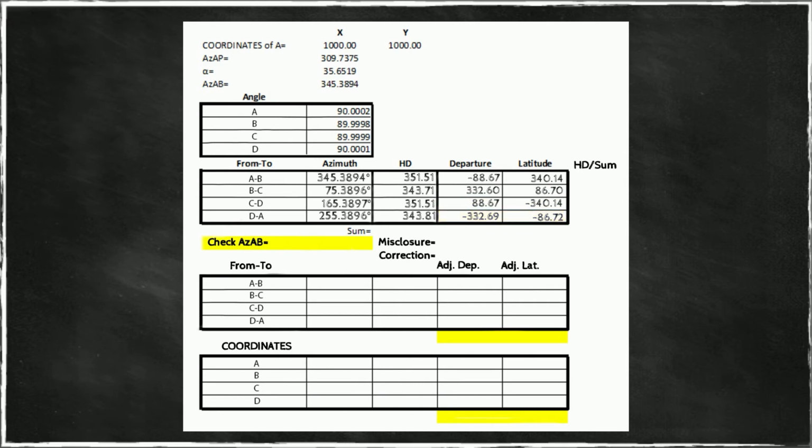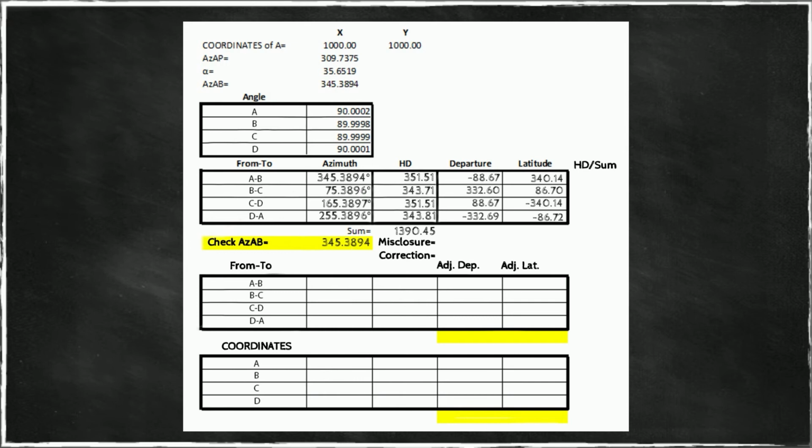Then we add up our horizontal distances. This is the total length of our traverse. Now, this is an important number, as we will see in a moment. Now, here we make sure that our azimuths close, which it does. We did that previously without the use of the table. Now we do this in the table.